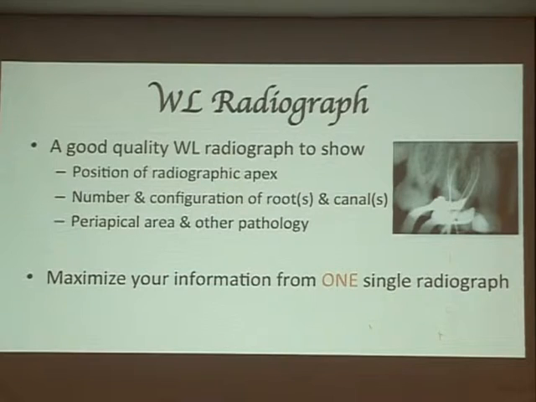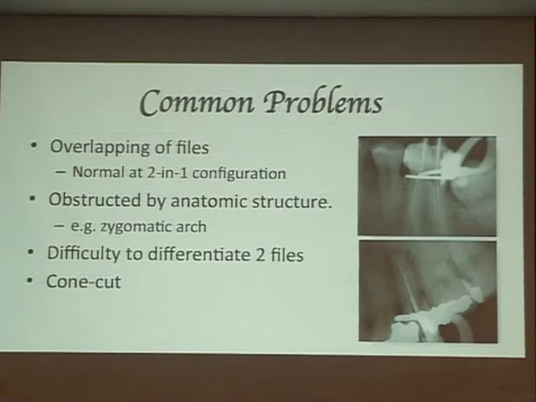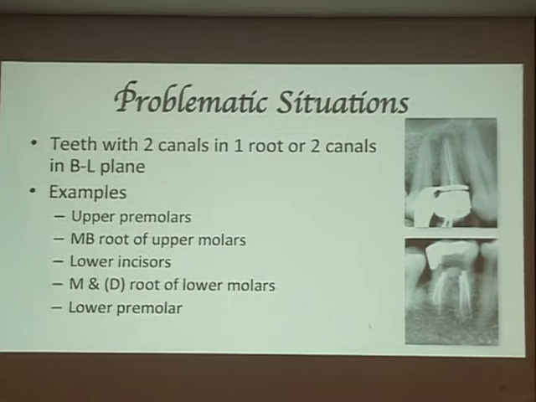So you need a good X-ray. Hopefully, you can just take one X-ray to get all the information, but life is not that easy. Okay? Sometimes you need to take more X-rays to see the detail, because this is only 2D. In real life, you have some problem teeth. Sometimes if two files overlap each other, you can't tell which one is mesiobuccal, which one is mesiolingual.